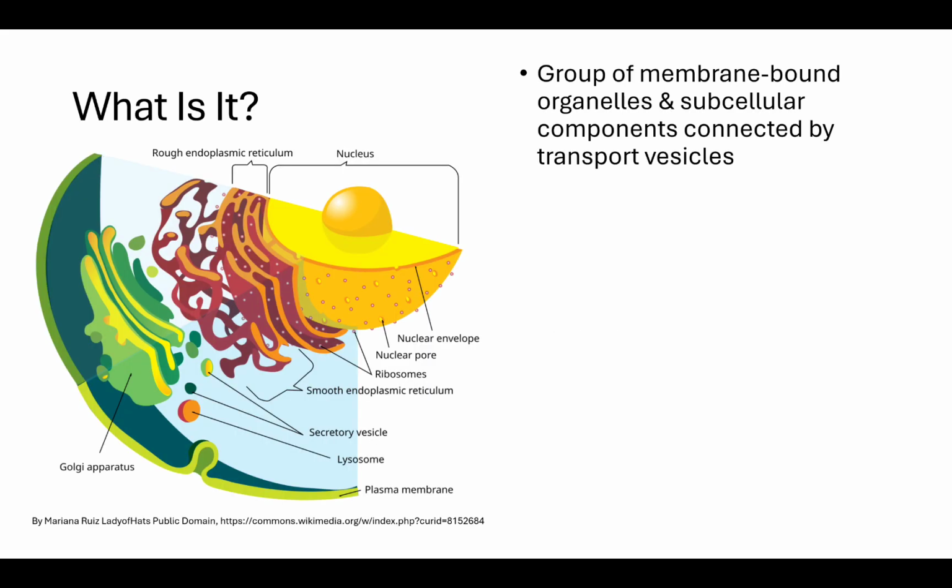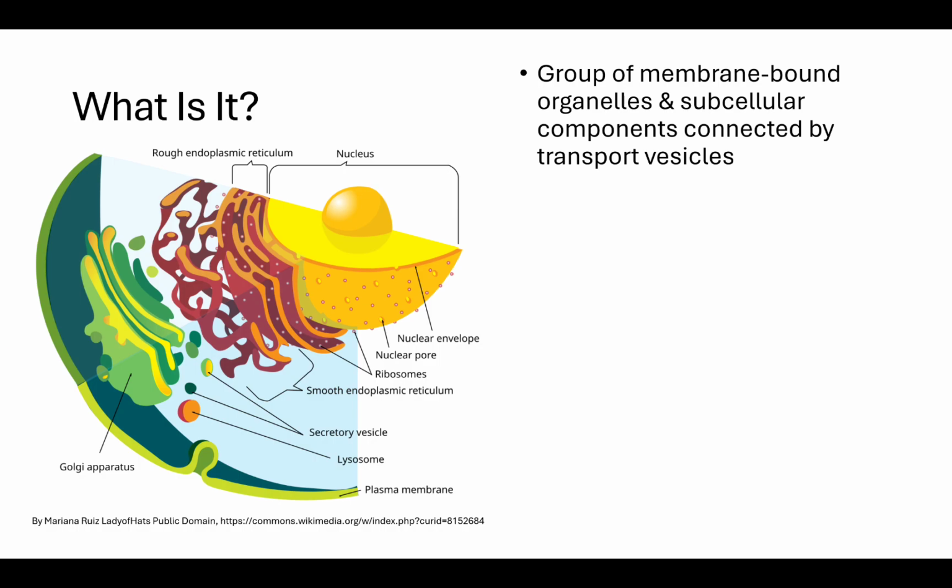Then we have what's called the endomembrane system. So this is going to include a lot of the organelles that we tend to talk about that you may not have known are part of a similar system. What is the endomembrane system? Well, it's this series of organelles that are surrounded by membranes.